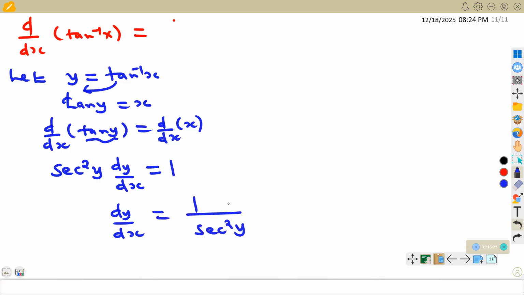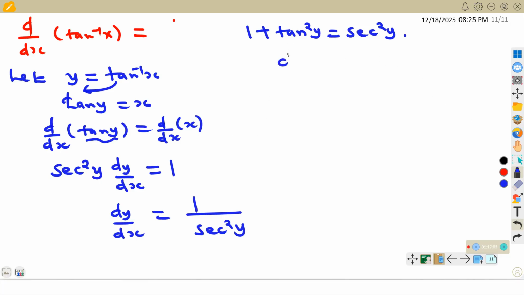So from here, you should now get the relationship between sec and tan. What is the relationship between sec and tan? Anyone who recalls that? We know that 1 plus tan squared y is the same as sec squared of y. So that should be clear for all of us now.